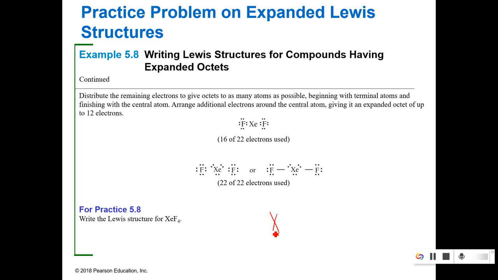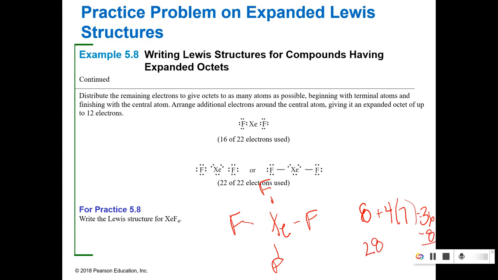Let's do another one. XeF4. Again, Xe in the middle. F, F, F, F. I've got 8 plus 4 times 7, so that's 28 plus 8 is 36. I've already used 8, so that's 28. So with 6 dots on each, that gives me 24 used. With that 24 gone, I've got 4 left. At that point, where do they go? The only place they can go is on the central atom.